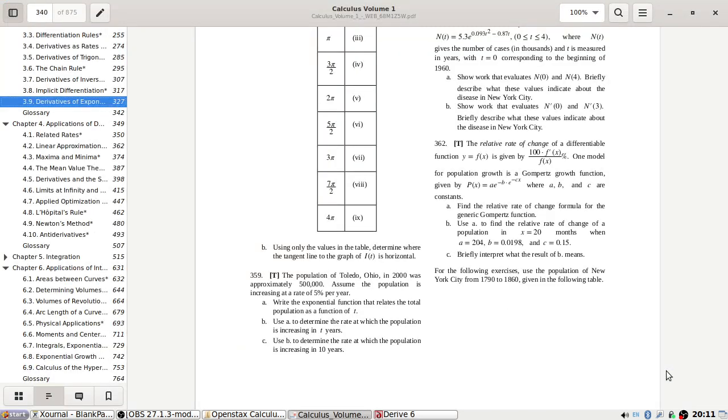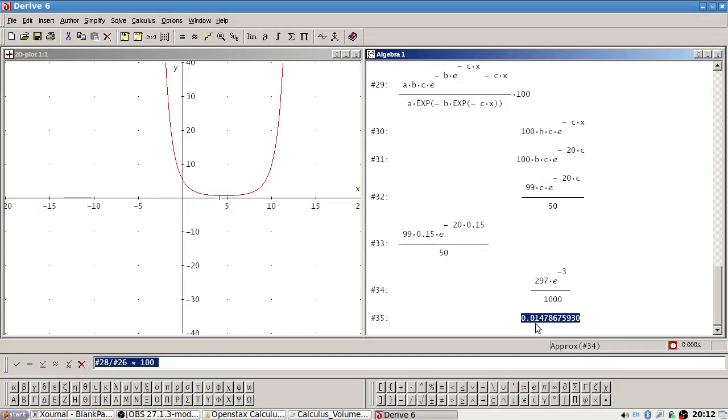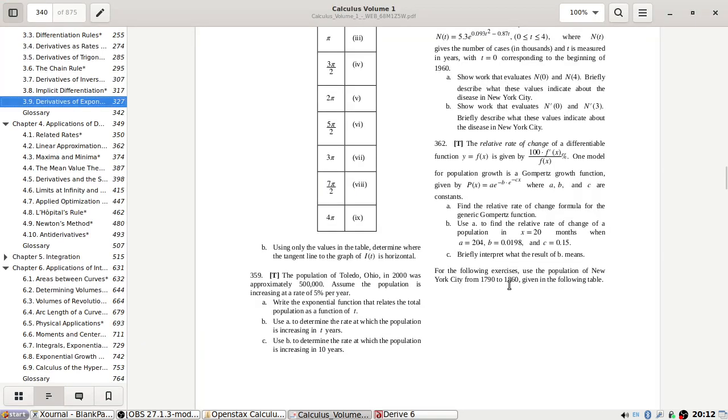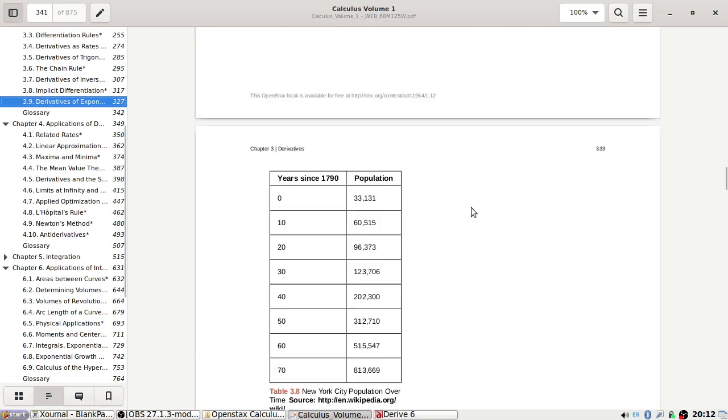Okay. And briefly interpret the result. So this means that the rate of change as a percentage of the population size is not even 1%. Oh. We've got answers here we can check.